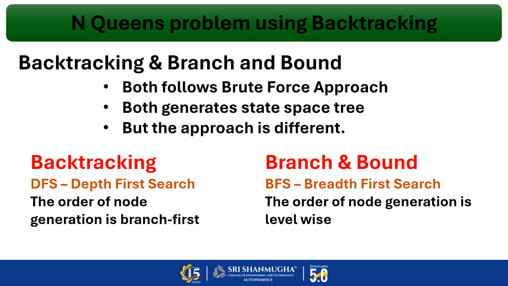Okay, but branch and bound follows the approach called breadth first search. That means the order of nodes will be level wise. Level wise means if you have a root node, then all the immediate child nodes will be generated. Then only it will move to the next level. So this is level wise, but backtracking is branch wise.